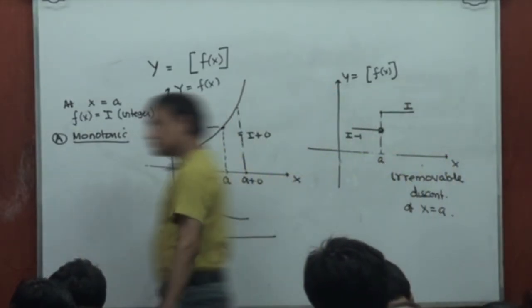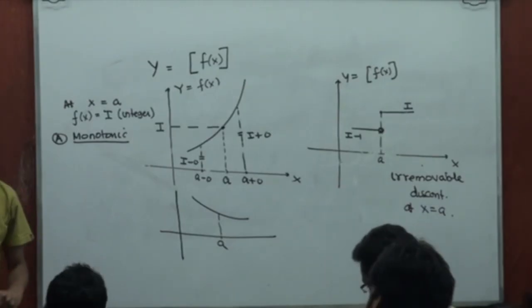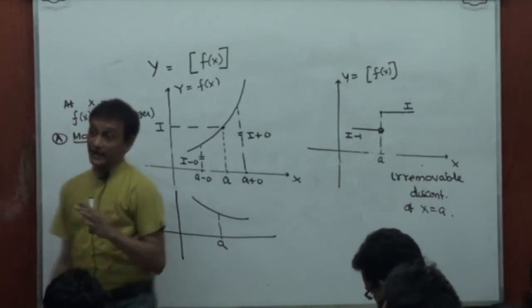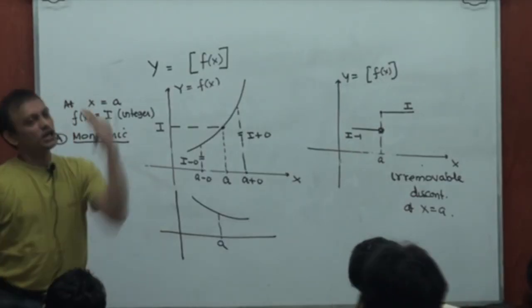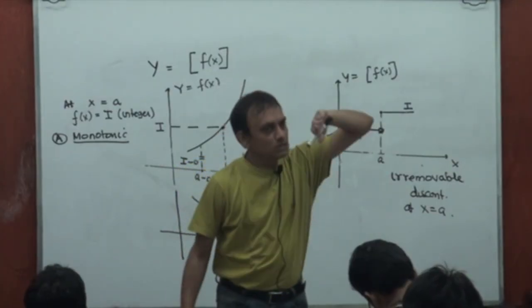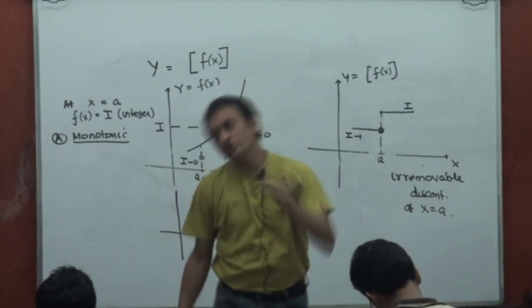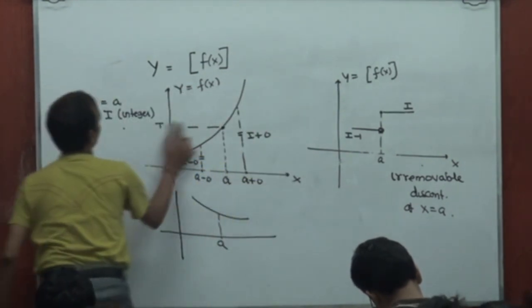Next, the function is not monotonic at x equal to a. If it's not monotonic at x equal to a, it must have a stationary point at x equal to a. Stationary point means it could either be a local maximum or it could be a local minimum at x equal to a. So these are two more cases that I have to investigate, right?